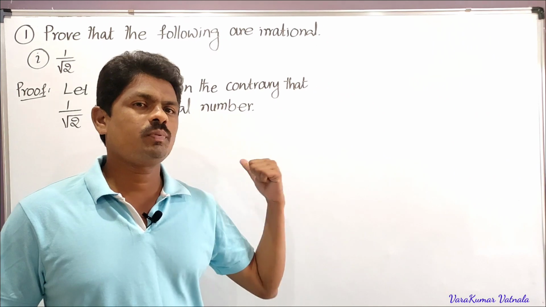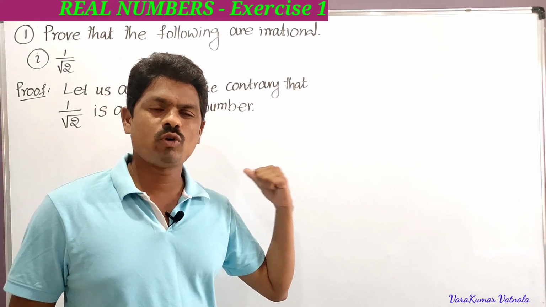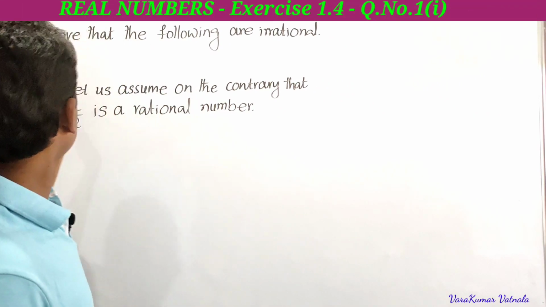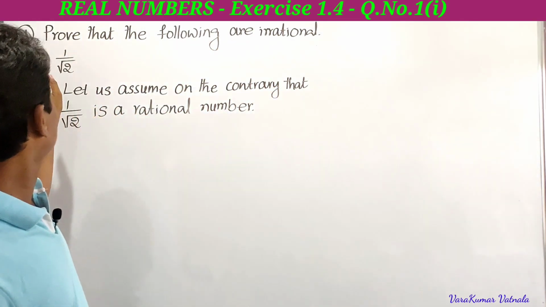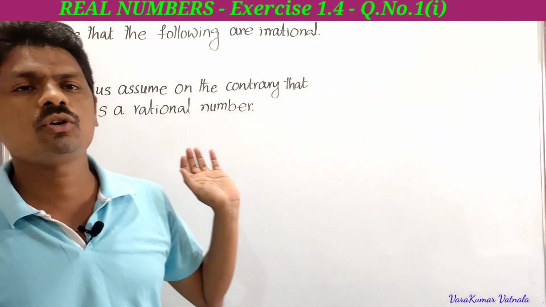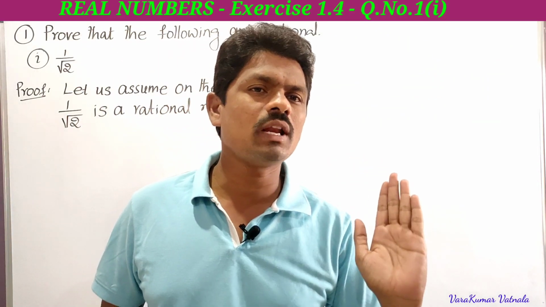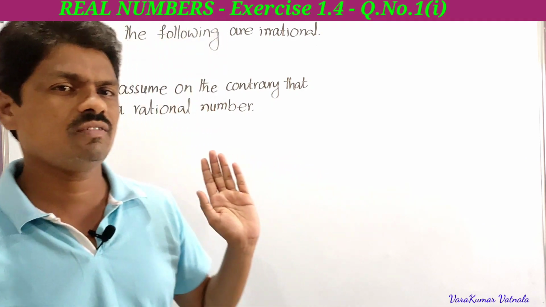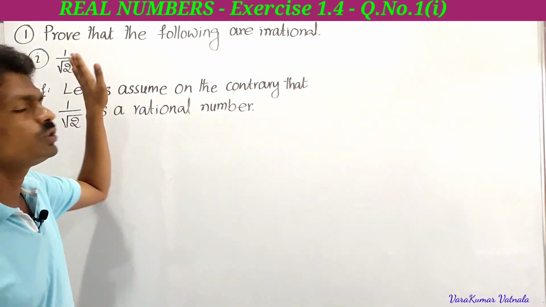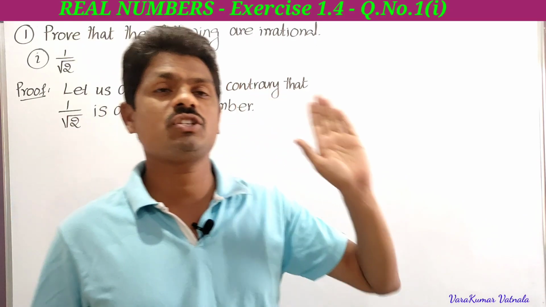This is the first problem in the exercise 1.4. See here what he is asking. Prove that the following are irrational numbers. This is the first bit, 1 by root 2. In the first problem totally we have 5 bits. We have to prove that 1 by root 2 is an irrational number.